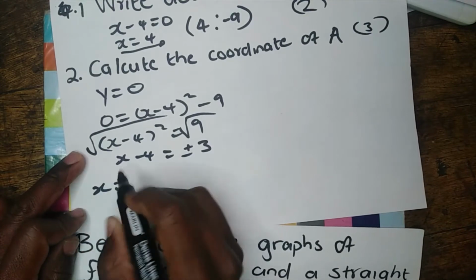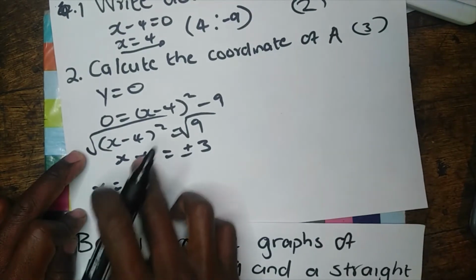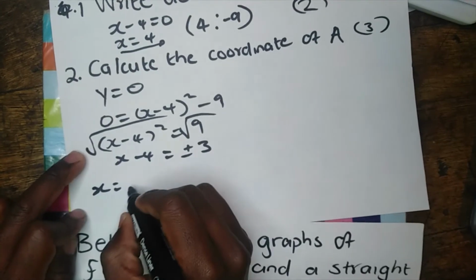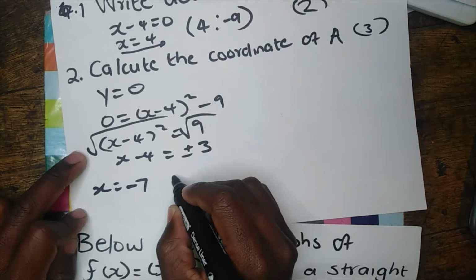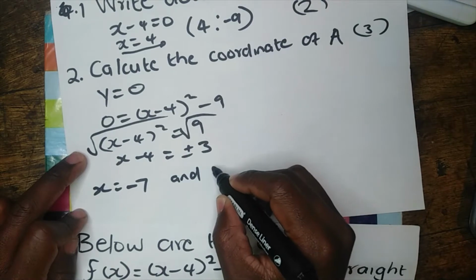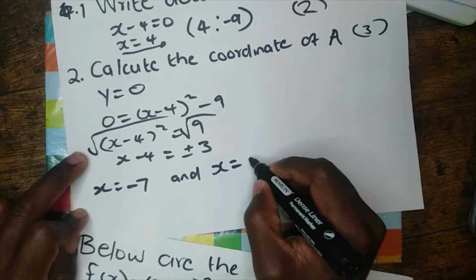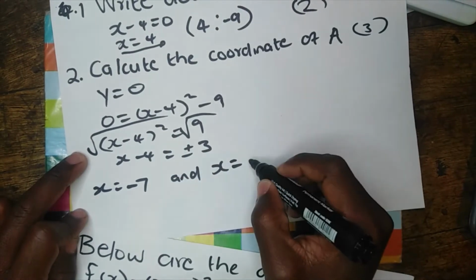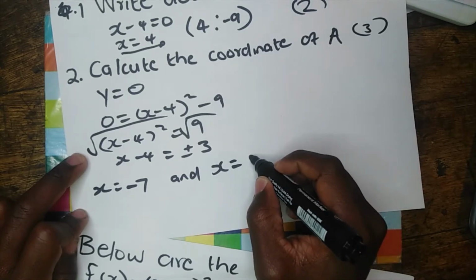So here it means transpose this. Transpose the 4. So if we transpose 4 for negative 3 it is going to be negative 7, and x is equal to 4 plus 3, which is positive 7, and 4 minus 3, which is positive 1.